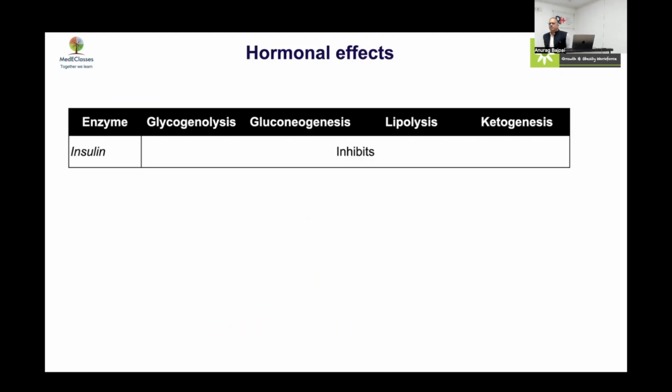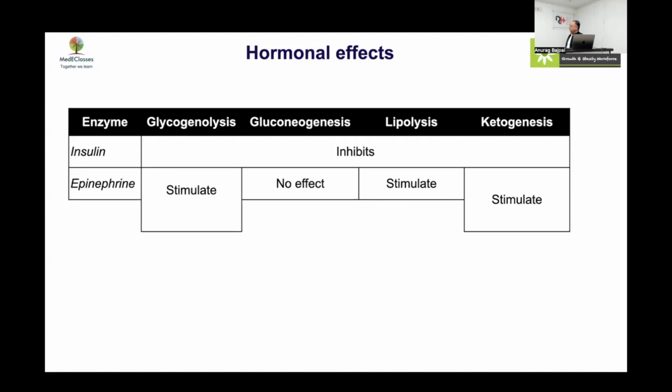Insulin is a hypoglycemic hormone. So it will decrease glycogenolysis, decrease gluconeogenesis, lipolysis, and ketogenesis, everything. Your glucose will come down. In fact, it will promote your glycogenesis, it will promote your ketogenesis, it will promote your fat formation, and other things will be there. Epinephrine has got a major effect on glycogenolysis and ketogenesis with milder effects on other perspectives.